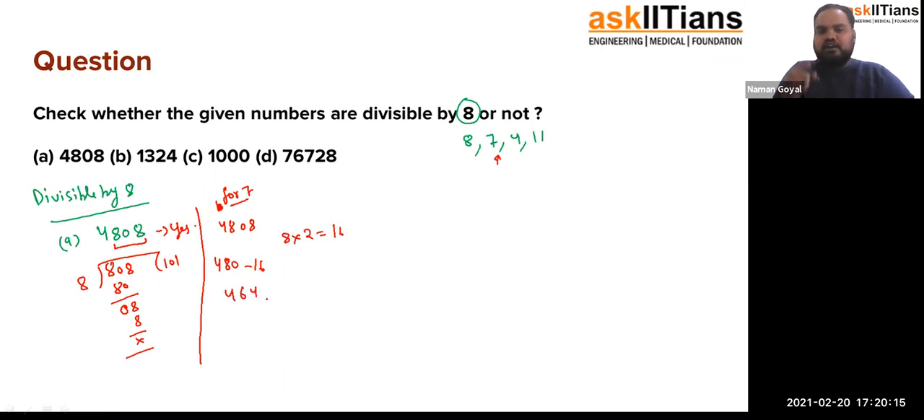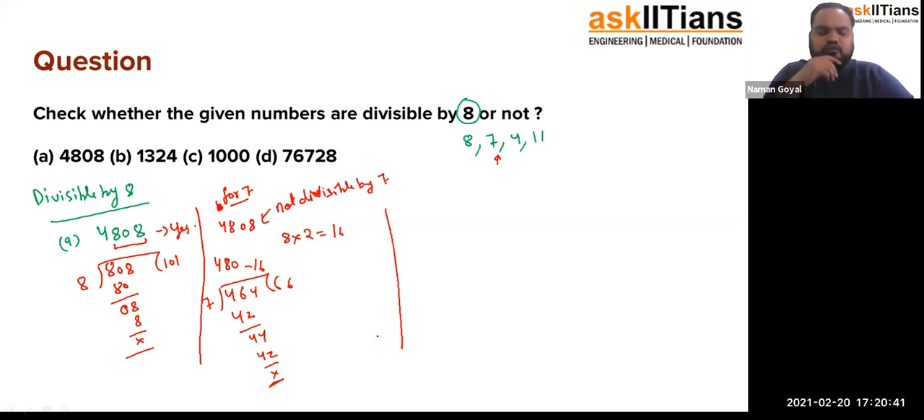Now we have to check whether that number 464 is divisible by 7 or not. So 7, 6 times is 42, 4, right? And 6 times again 42, no, it is not divisible by 7. So we can say that this is not divisible by 7, right? Okay, now next we have to check for 11 also.